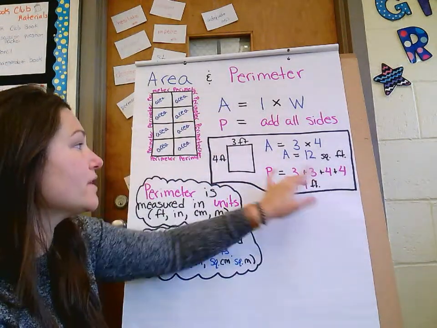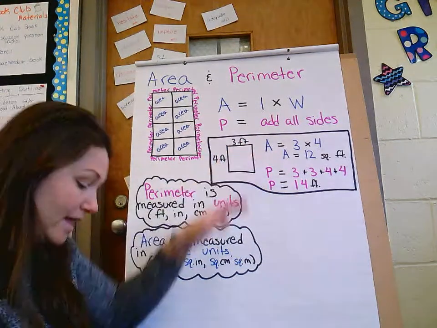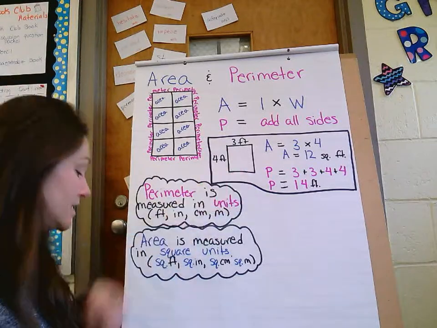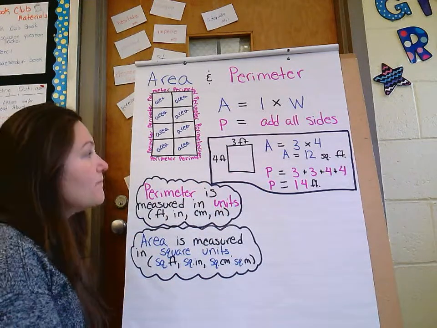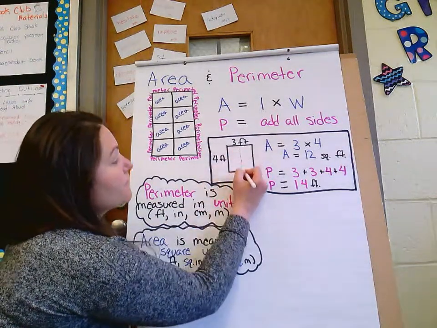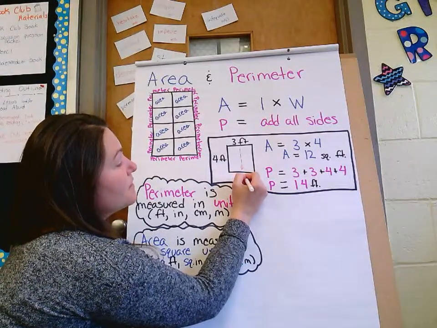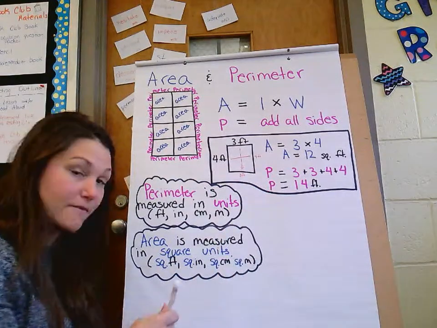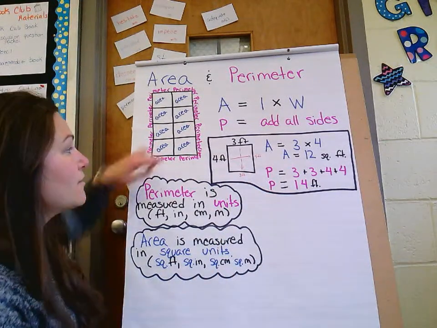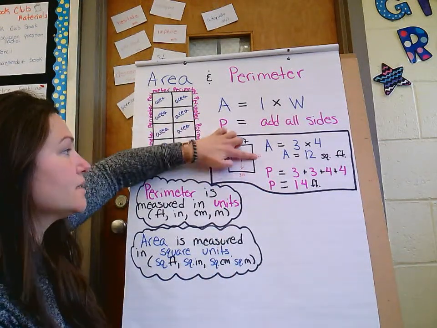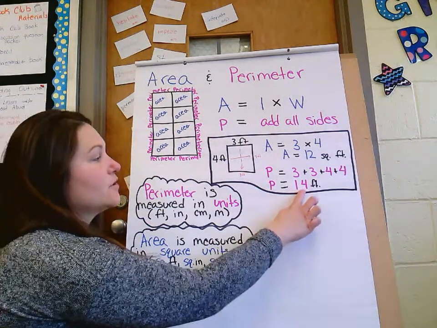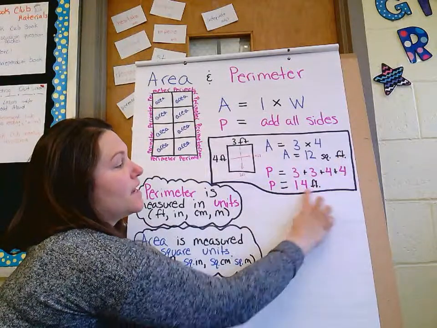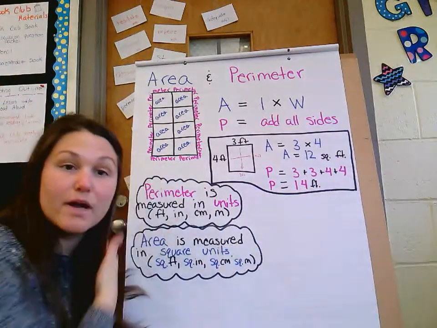And then the perimeter is adding up all of the side lengths. And if I know that this is 3 and 4, I know my opposite sides are going to be equal. So this down here would be 3 feet, and this across the side would also be 4 feet. So I would add 3 plus 4 plus 3 plus 4, and I would get a total of 14 feet. Notice my area is in square feet and my perimeter is in just regular feet.